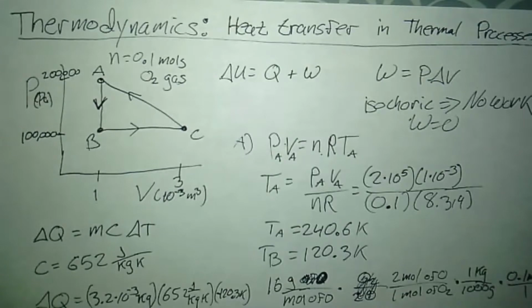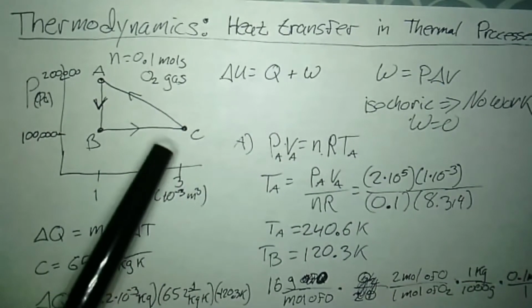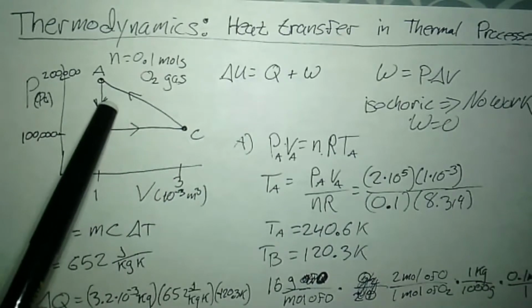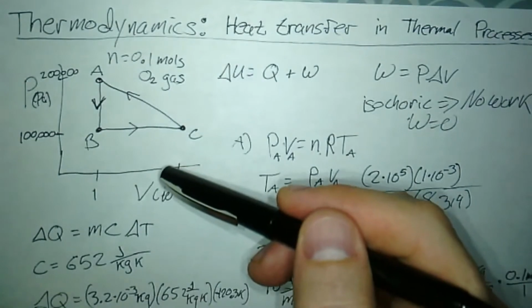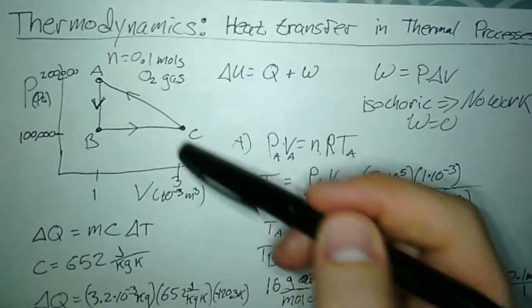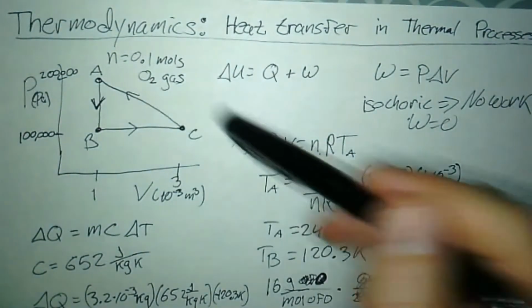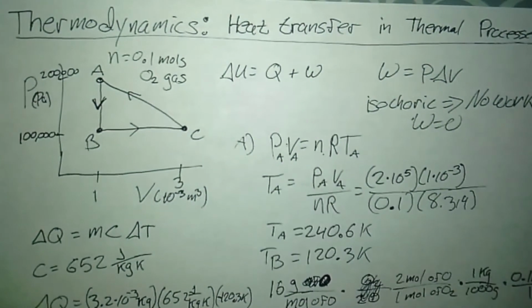I'm not going to do this MC delta T thing again because I don't want to. Also, I can use this same method to do this branch because I can calculate the area under this curve and get the work done, and I can use the change in temperature to find the heat exchange.